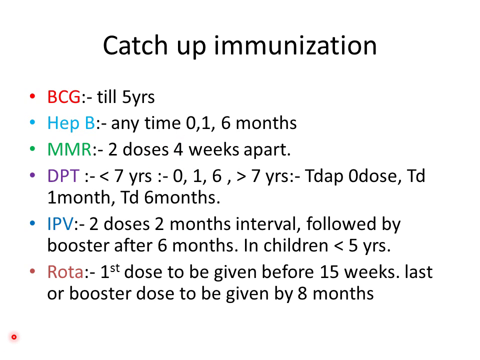IPV: 2 doses at 2 months interval, followed by a booster after 6 months. It is given only in children less than 5 years. Rotavirus: the first dose is to be given before 15 weeks and the last dose by 8 months. If rotavirus is not given before 15 weeks, then there is no need of giving the rotavirus vaccine.